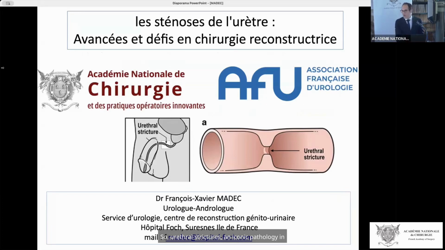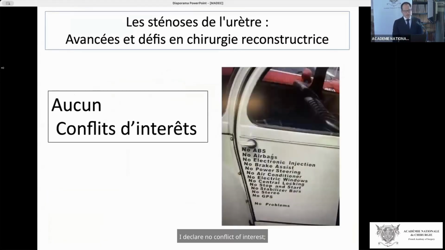So urethral strictures, an iconic pathology in urology with several advances made, especially over these last 20 years, which we'll try to list for you. I declare no conflict of interest. Indeed, in urogenital reconstruction, we have few conflicts of interest. We mainly use human tissue because synthetic tissues have never proven to be very effective in this type of surgery.